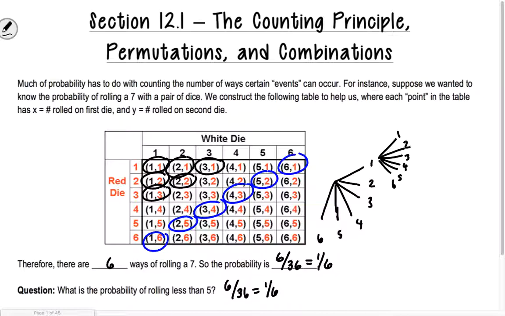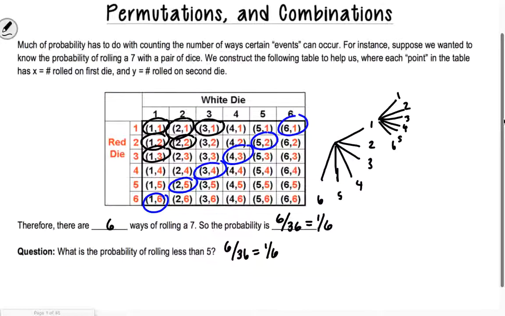So do you guys think you could construct that table if I asked you to do that? Probably. You could probably figure that out. And there's lots of things I could ask. I could say, what's the probability of rolling an even number, an odd number, something more than 7, something more than 7 or less than 3. There could be lots of questions I could ask.